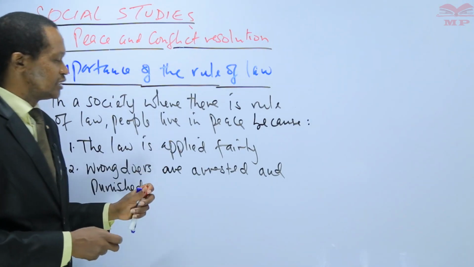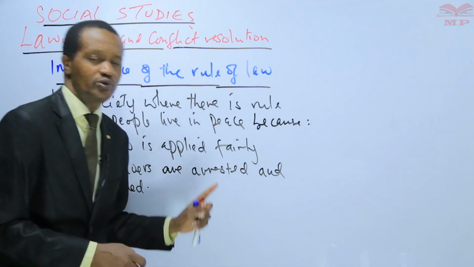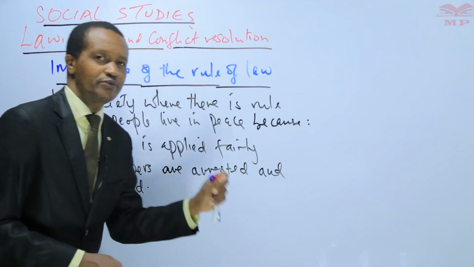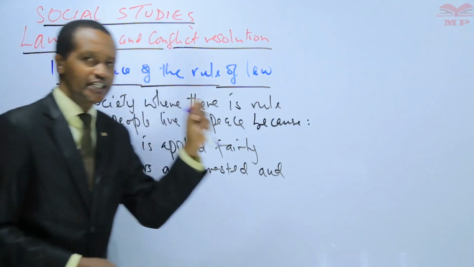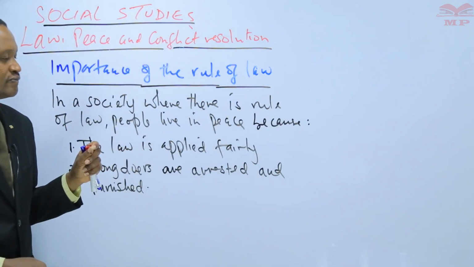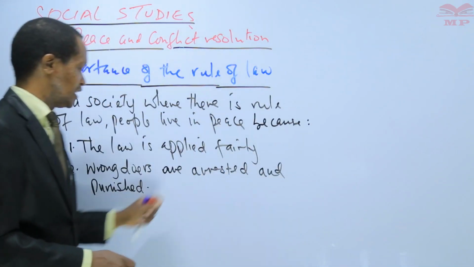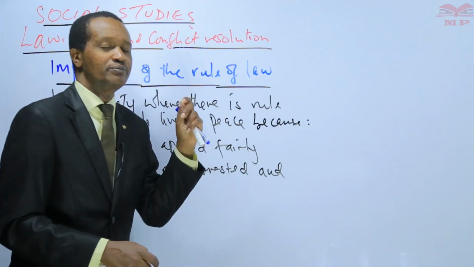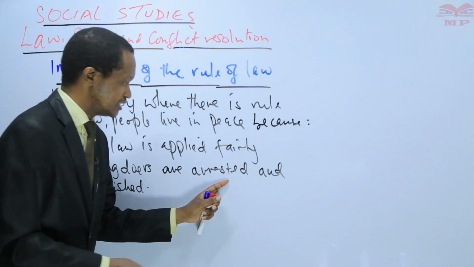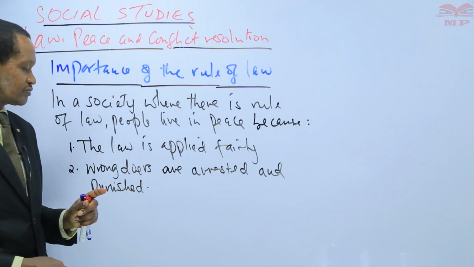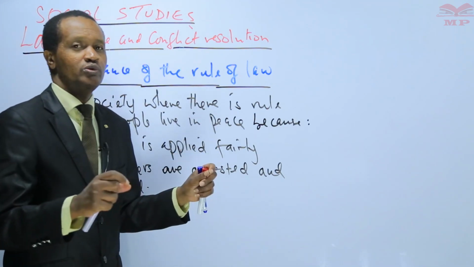If people know that they will be arrested and punished if they break the law, then that will deter them from breaking the law. If stealing someone's goods will cause the thief to be arrested and punished, then those who have the temptation of stealing may not steal because they know if they are arrested, they will be punished. And that is how the law helps the society to be at peace.